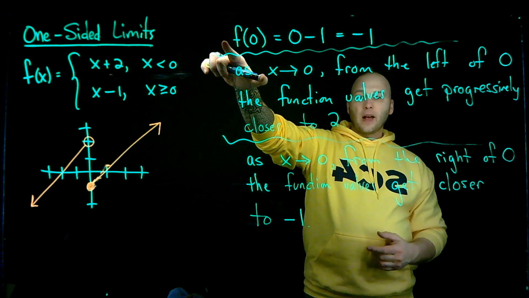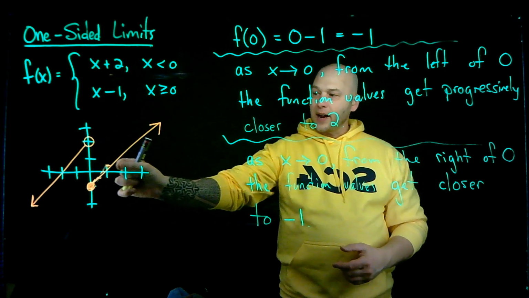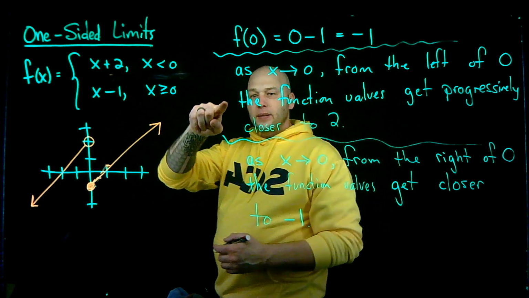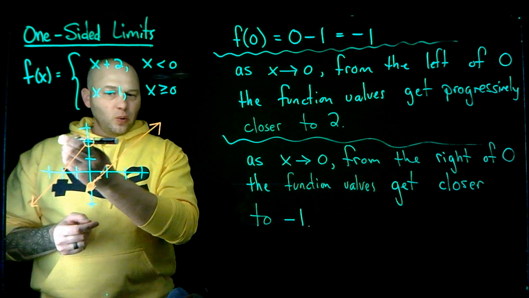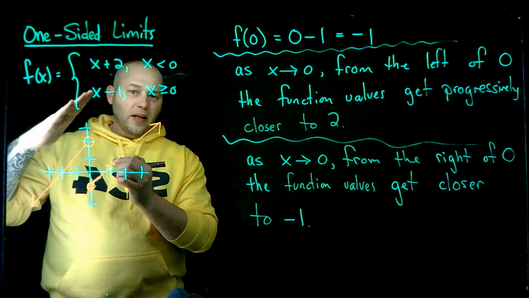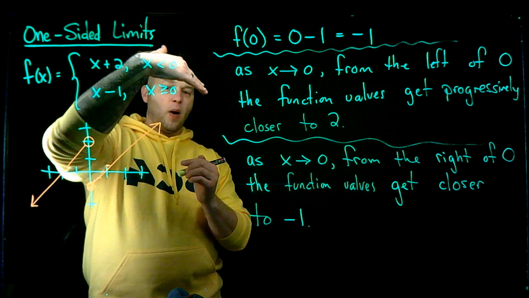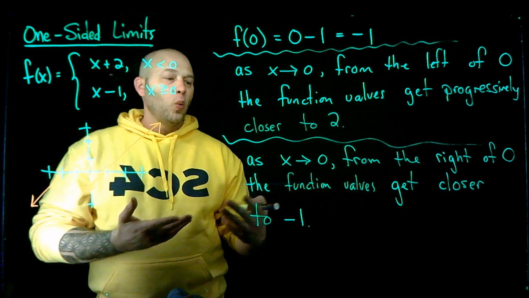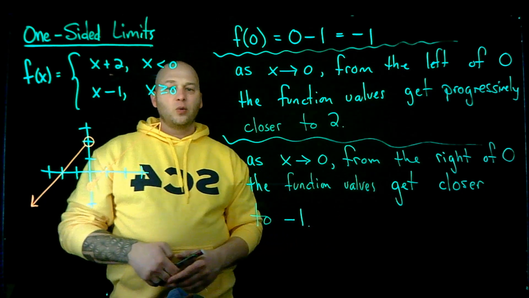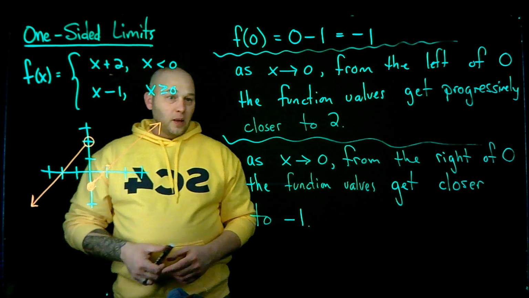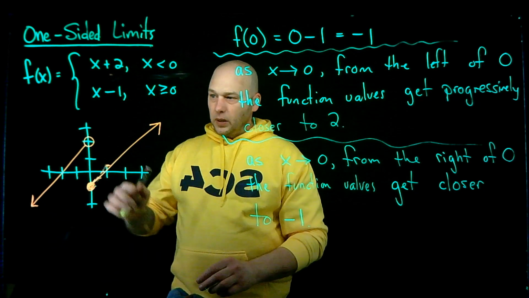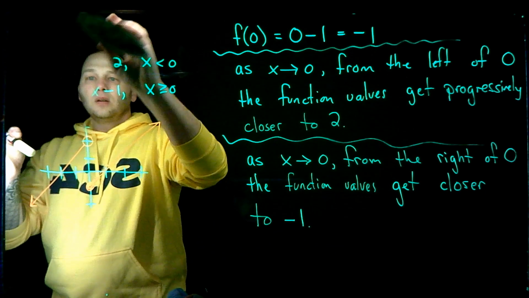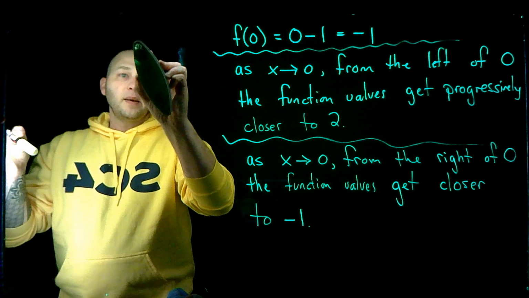This function value represents when x is actually there, what is the y value. Whereas this one on top represents as x gets closer to 0 from the left, what are the y values approaching? What is the trend of the y values? Over here, as x approaches 0 from the right, what is the trend of those y values? What are they getting closer to? Now, these two concepts are called one-sided limits.